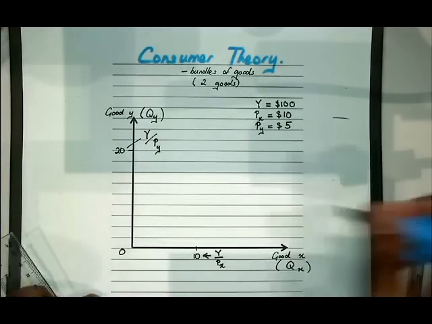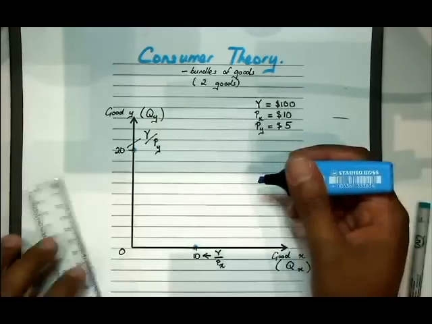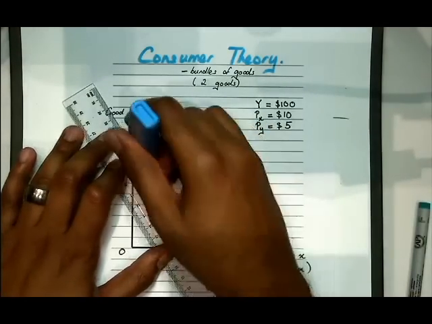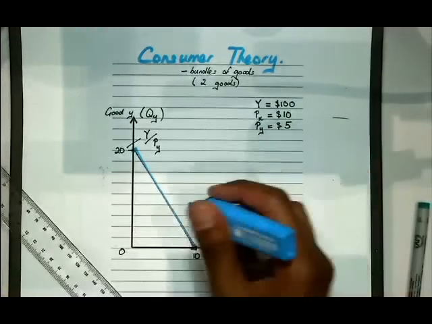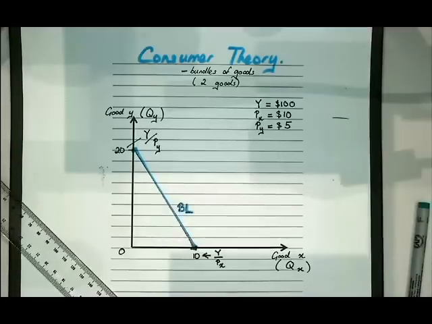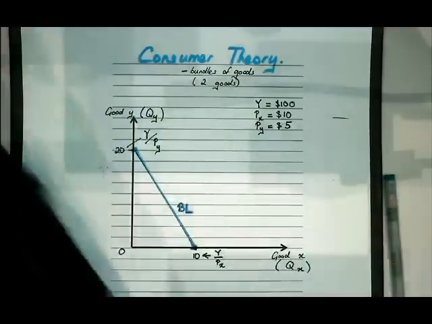I can spend all my income buying good X, or I can spend all my income buying good Y, or I can buy combinations of both. This is what you call your budget line. The budget line shows what you are able to afford with your given income. Yeah?